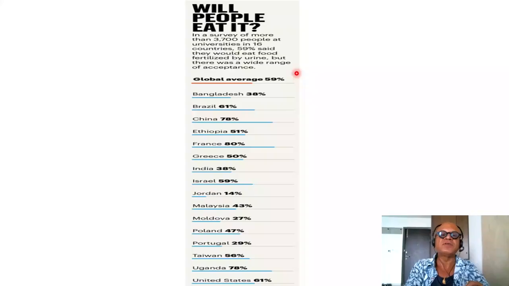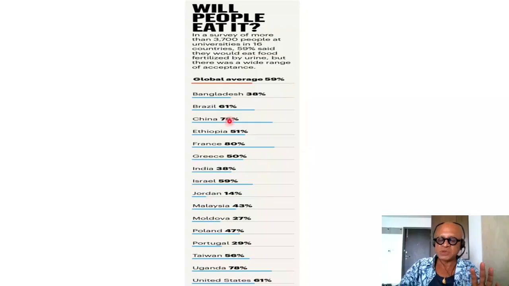People were asked if they would consume food fertilized by urine, but there was a wide range of acceptance. So you can see the global average of acceptance is at 59%, but among the various countries, Bangladesh is low, Brazil and China are high, France is very high, India is also low, similar to Bangladesh, with similar cultural practices and cultural values about human waste, which is a big problem in composting toilets as well. Jordan is low, without getting into any religious connotations. United States is high, Uganda is very high, and so on.